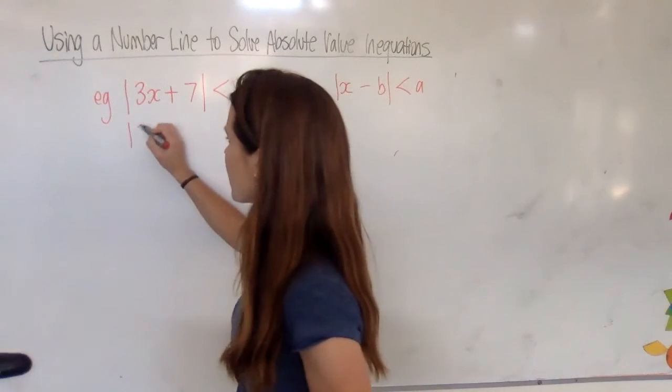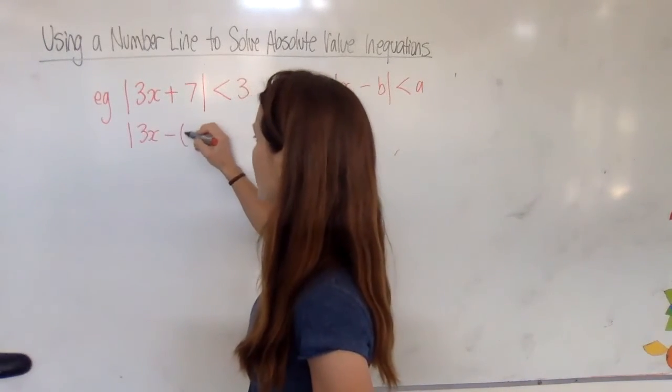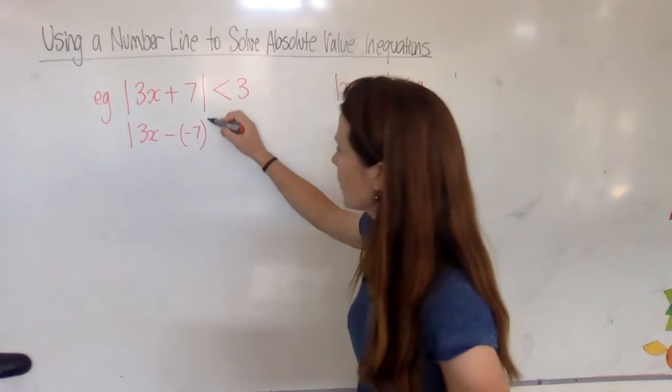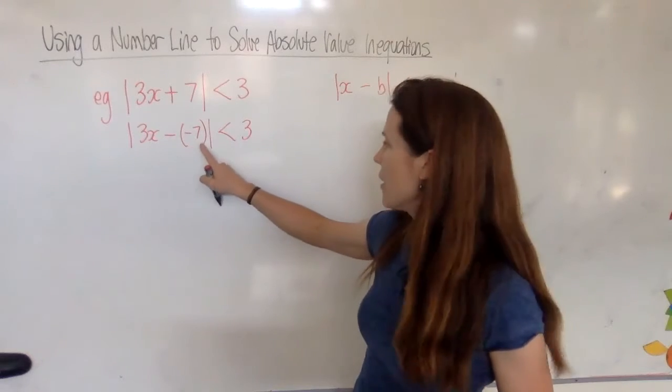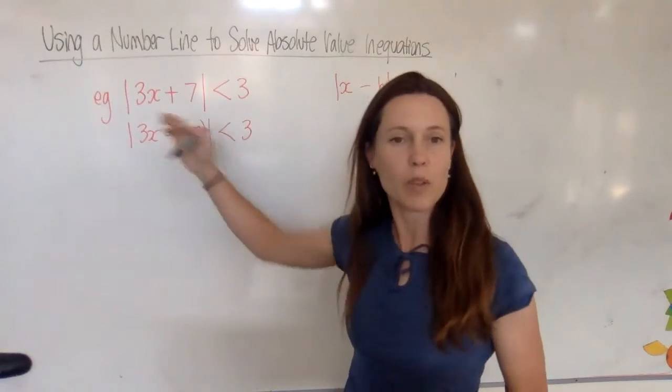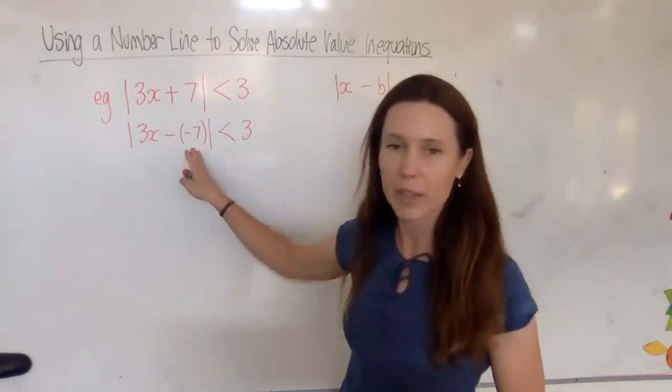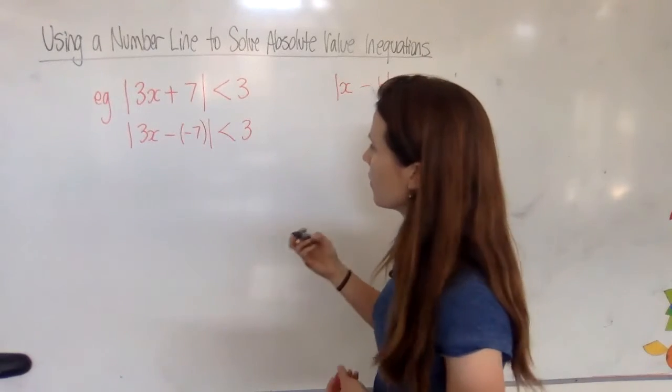Well, let's start by saying we've got the absolute value of 3x minus negative 7, and that's less than 3. And I think this step, even though you can do it in your head, just to acknowledge that stops you messing up on the next line. You've written down what your thinking is and now you can just go ahead.